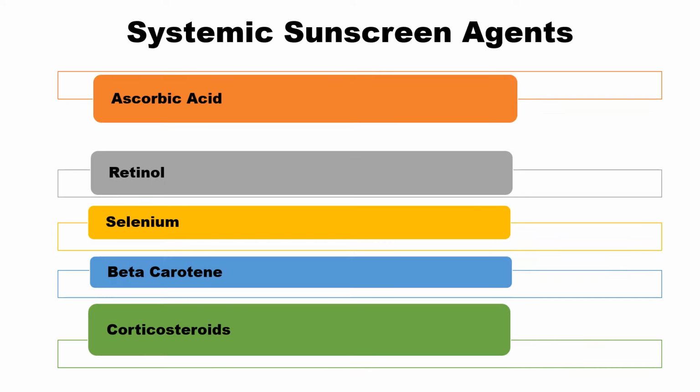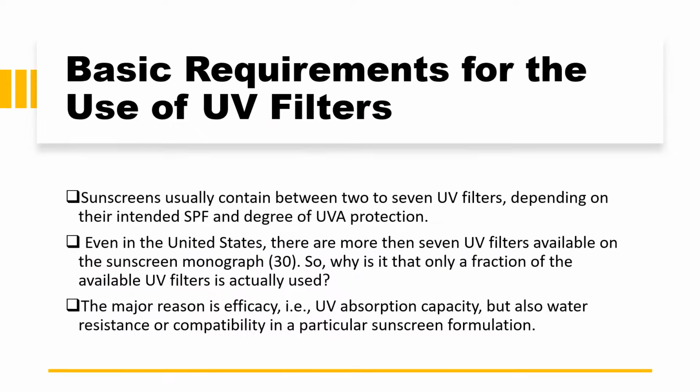Now let us move to the systemic sunscreen agent. The sunblock agents which are used in the systemic sunscreen agent are ascorbic acid, retinol, selenium, beta carotene, and corticosteroids. Now, friends, let us try to understand what are the basic requirements for the use of UV filters.